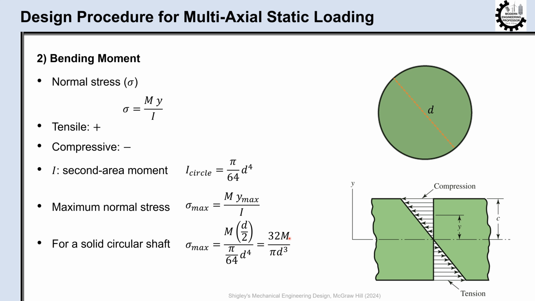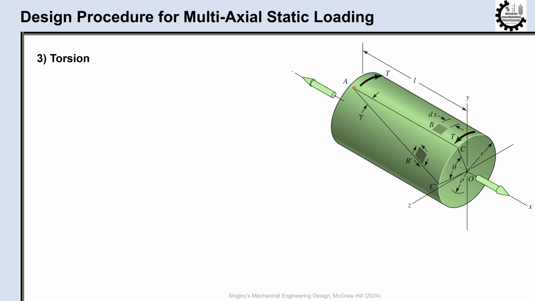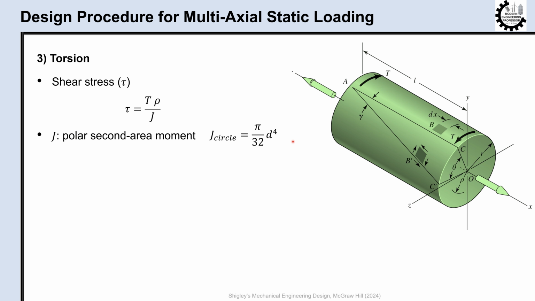The third type of loading is torsion, caused by a torque vector tending to twist the element. As the result of torque, shear stresses develop throughout the cross-section. For a round shaft in torsion, these stresses are proportional to the radius and are given by T rho over J. J is polar second moment of area and can be found from design tables. For circles, J is pi d^4 over 32.